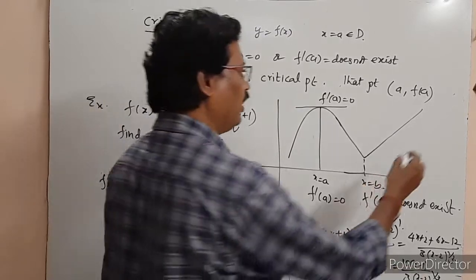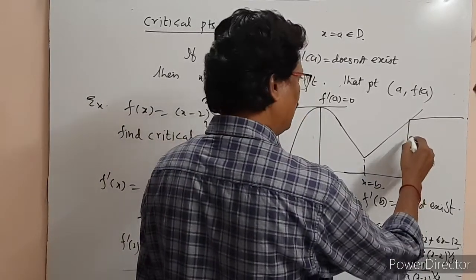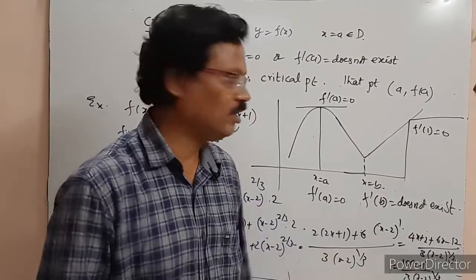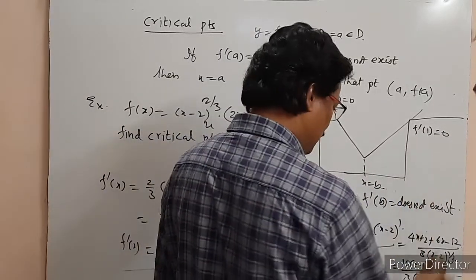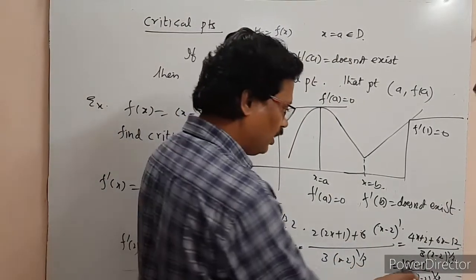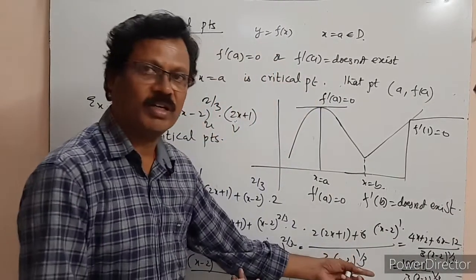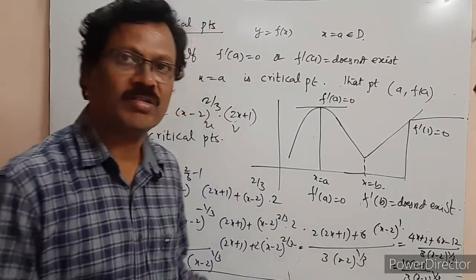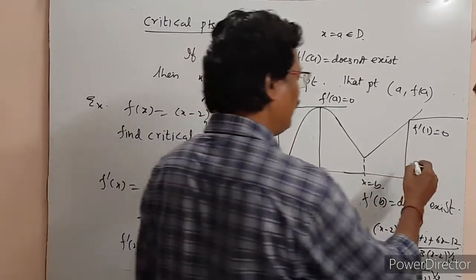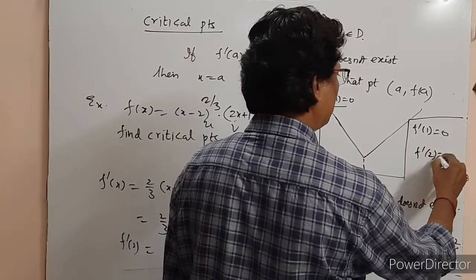If I write here, f dash 1 is 0, put x is equal to 1 here. At x is equal to 2, the derivative does not exist. Therefore, if I put x is equal to 2, what will be this one? This is infinity, which does not exist. Derivative can never be infinity. Therefore, f dash 2 does not exist.